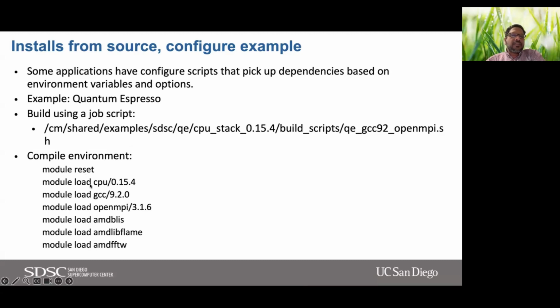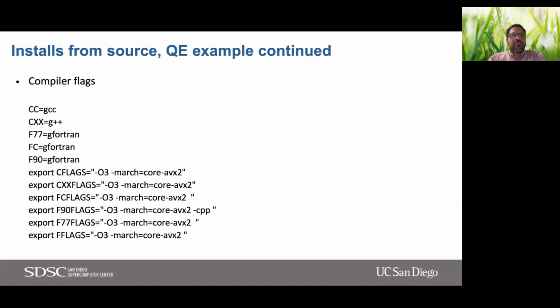So this is using a compiler, the GCC compiler, and OpenMPI, which is an MPI implementation. Then it needs a LAPACK and a ScaLAPACK library, and it needs FFTW. So we are loading all the modules for it. Then you need compiler flags, so you set particular compiler flags. Since we loaded the GCC compiler, I'm setting the C compiler to GCC, the C++ to G++, and so on. And there are all these optimized flags.